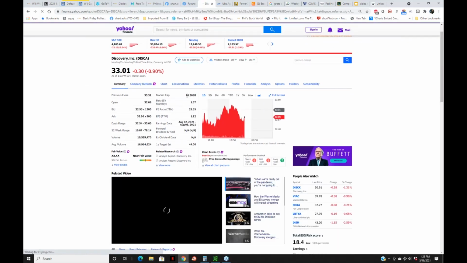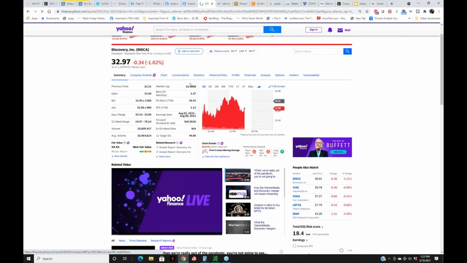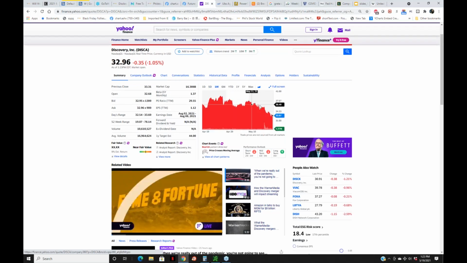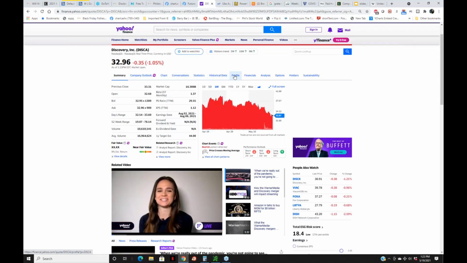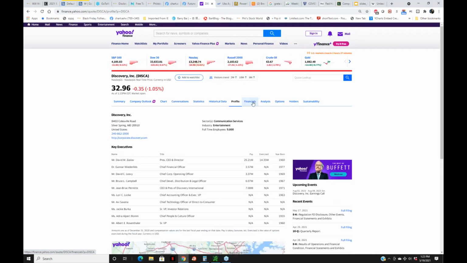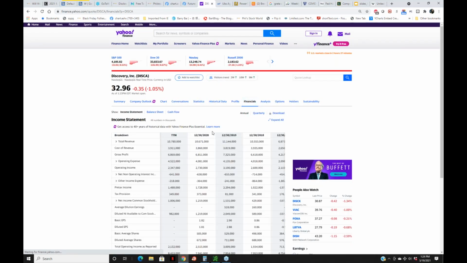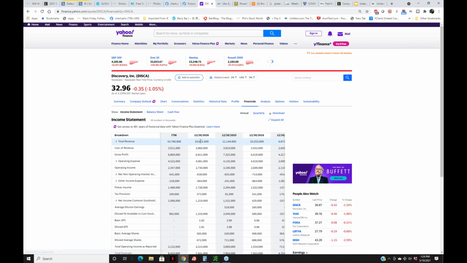And they're a $16 billion market cap currently, and they went down recently. This thing put them down a bit, not too much, but they're down from 37 to 32. Financially, they're doing $10 billion in revenues, and they're making $1 billion. So AT&T gained $1 billion in profit, 70%.